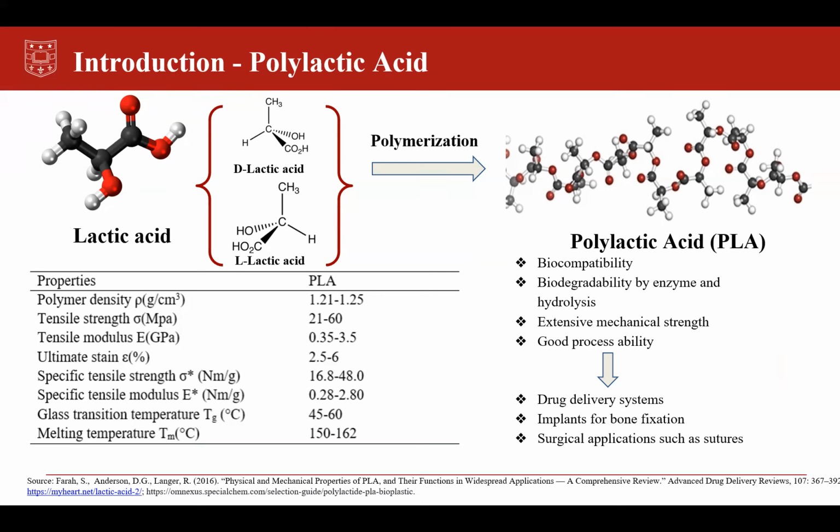The properties of PLA are summarized in this table. We can see the density of PLA is 1.21 to 1.25 gram per cubic centimeter. The tensile strength of PLA is around 21 to 60 times 10 to the 6 Pascal, which indicates its extensive mechanical strength. So here, we can see that PLA is a thermoplastic and biodegradable material with high biocompatibility. It can be easily degraded by enzyme and hydrolysis. It also has extensive mechanical strength and good processability.